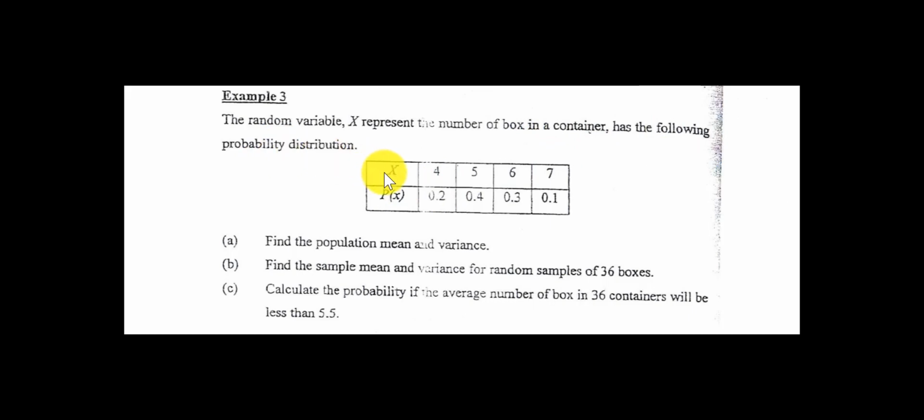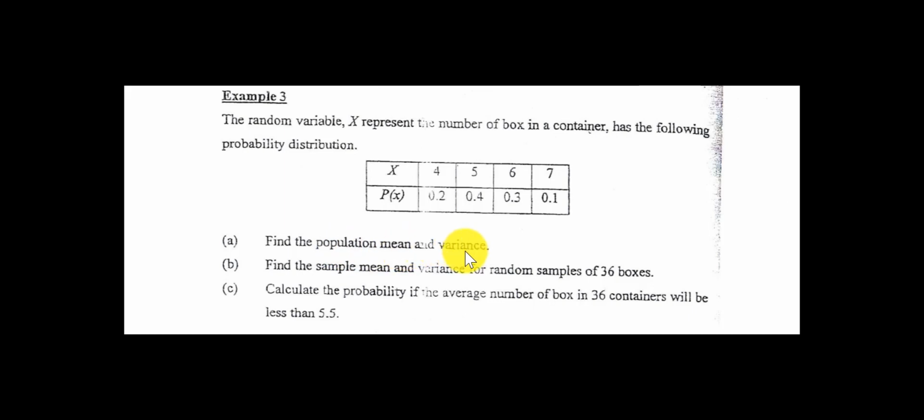That means we have the x, and also we have the probability. So question A: find the population mean and variance. This data is already given, and this data is the information of the population. So you are given the random variable of x and also the probability of x. The question asks you to find the population mean and variance.